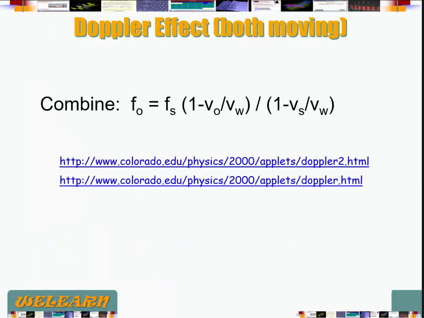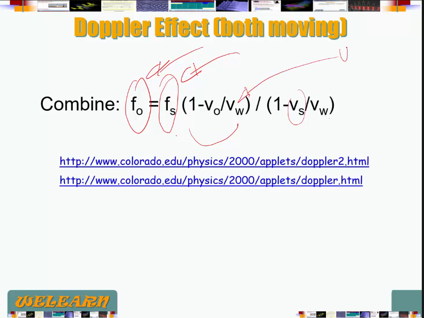One might ask, what happens when both move? When both the source and the observer move? We just combine the equations. So the frequency as detected by the observer is the frequency as produced by the source times what we had in the numerator when the observer was moving, so 1 minus Vo over Vw over 1 minus Vs over Vw. Remember, Vw is the velocity of the wave, which is in this case the velocity of sound. Vs is the velocity of the source, and Vo is the velocity of the observer.